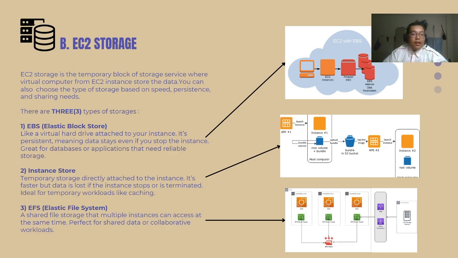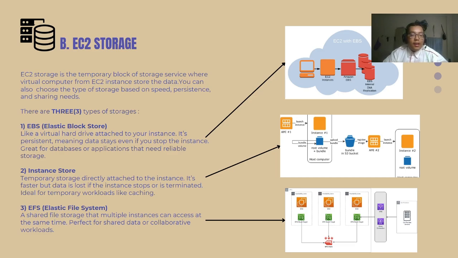It's basically like a virtual hard drive. When you stop the instance, the data is still in there. Second is instance store. It's temporary storage directly attached to the instance. It's faster, but data is lost if the instance stops or terminates. Ideal for temporary workloads like caching. This instance store is basically like RAM. It's only available when you open the instance, but if you terminate it, it will be gone forever.